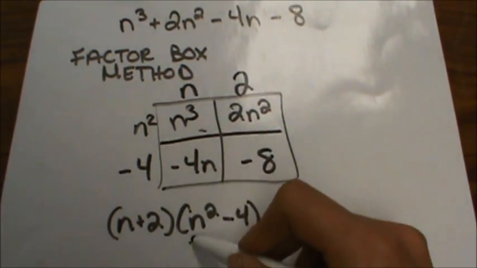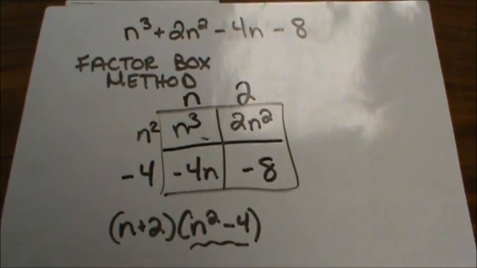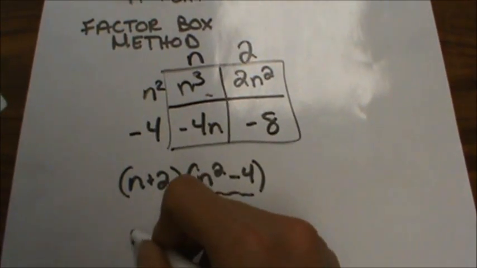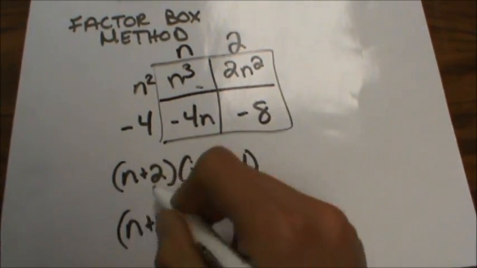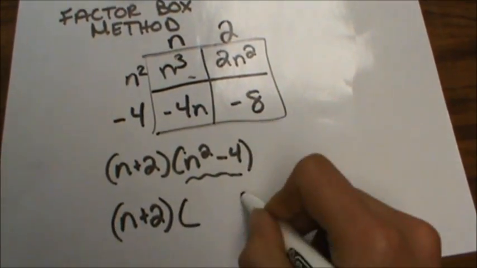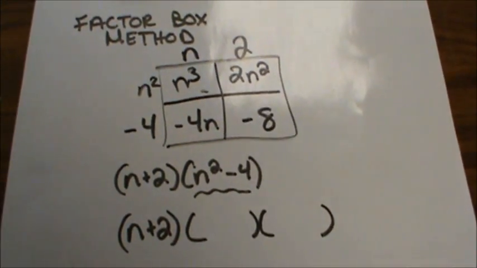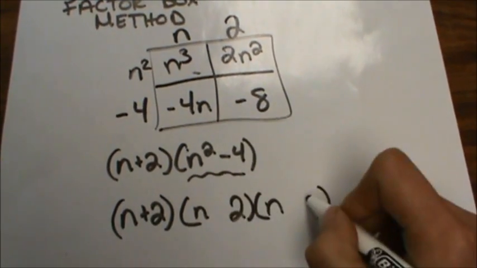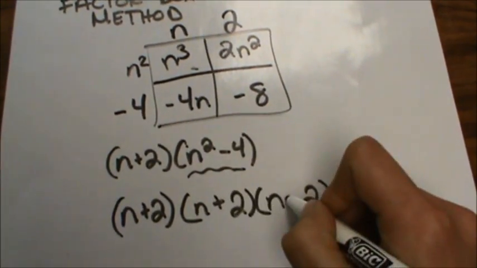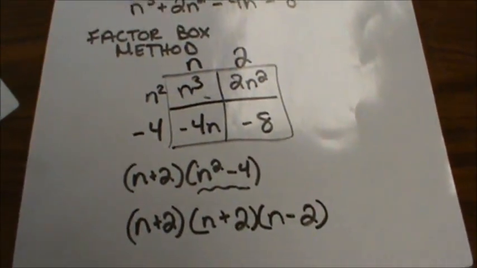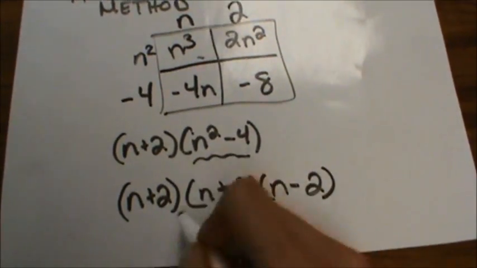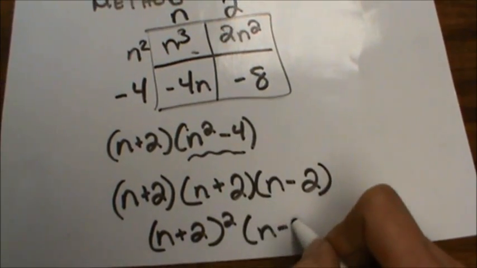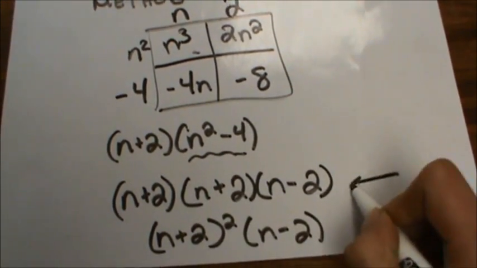Did anyone catch the fact that this is a difference of squares rule? So we need to keep factoring. This is n plus 2 right here. This one can be split up into 2 factors: n, the square root of 4 is 2, plus and minus. Now I am almost certain that the back of the book is going to group these together and write your answer as this. You are just fine leaving it here.